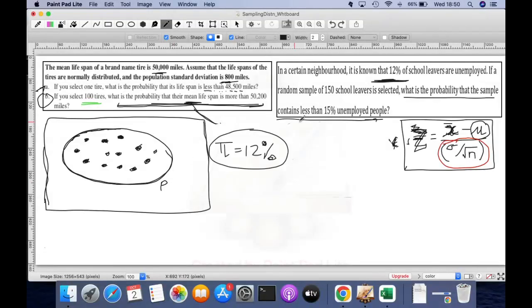So what I'm being asked is, looking at the sample, looking at this question here, what's the probability that the sample contains less than 15% unemployed people? So they're asking me, what is the probability? I'm going to write capital P, that small p, the proportion of the sample, is less than 15%. That's what I'm being asked.